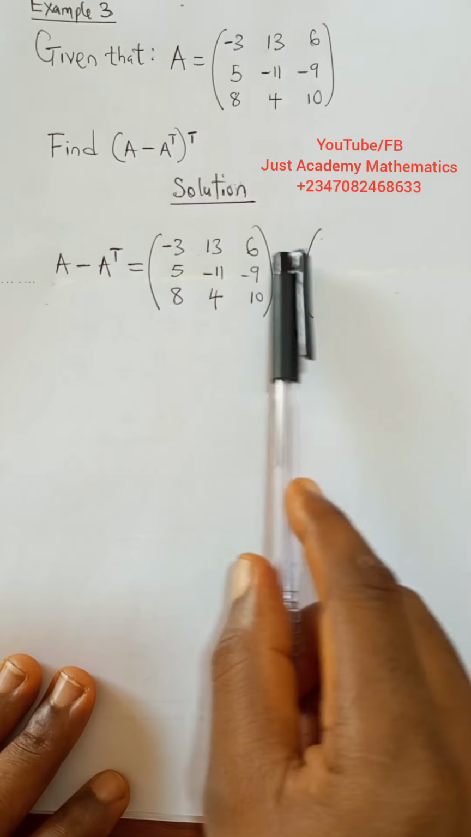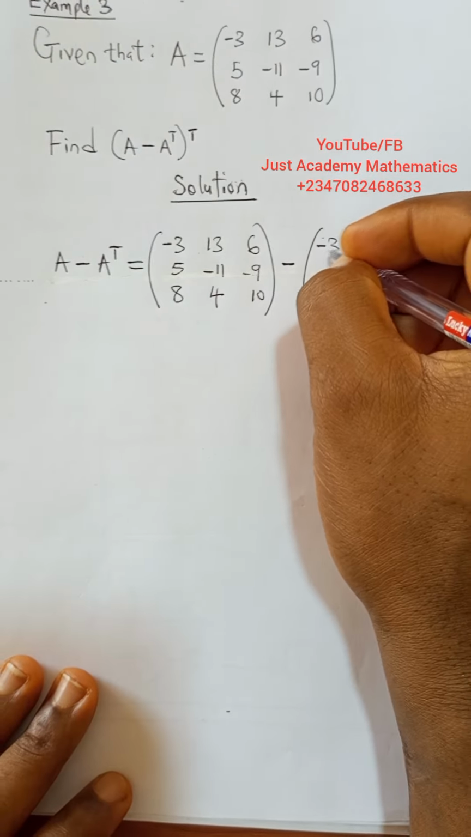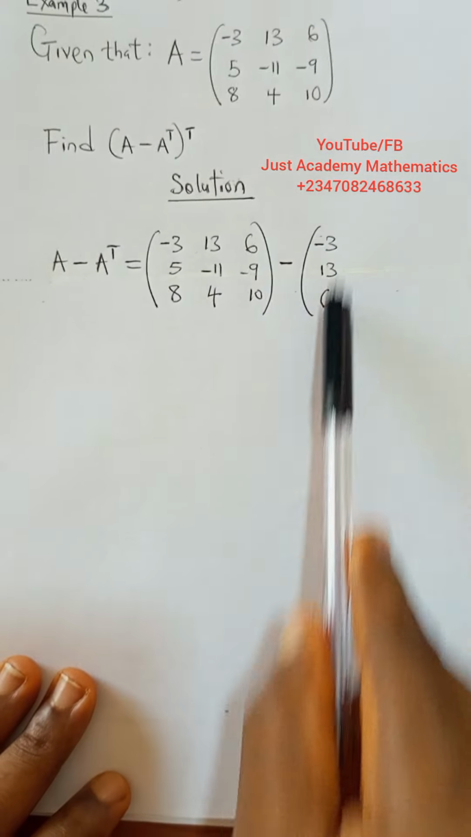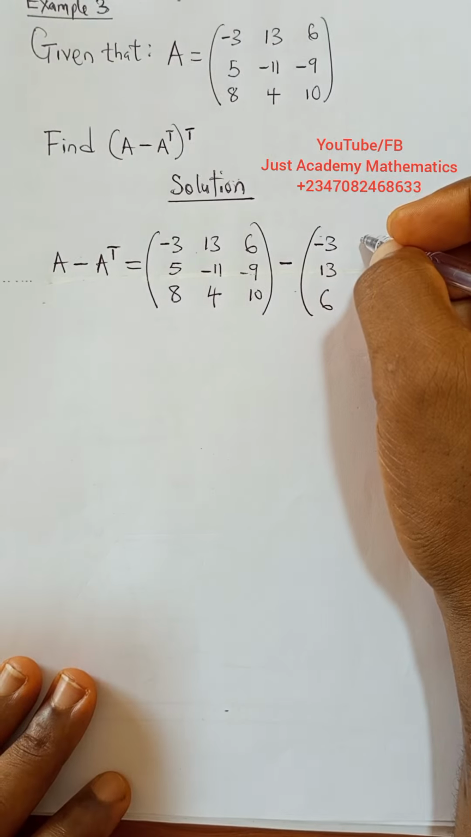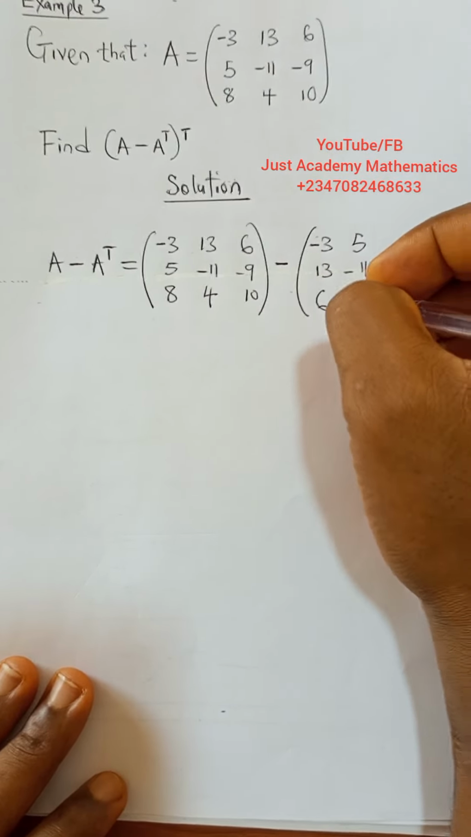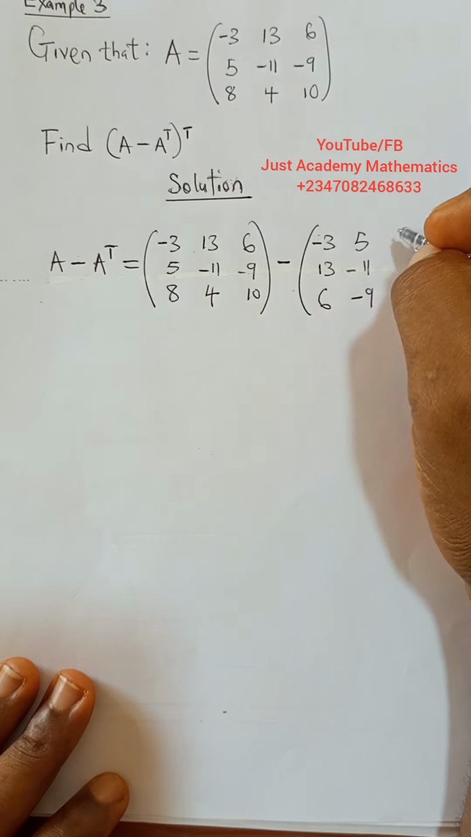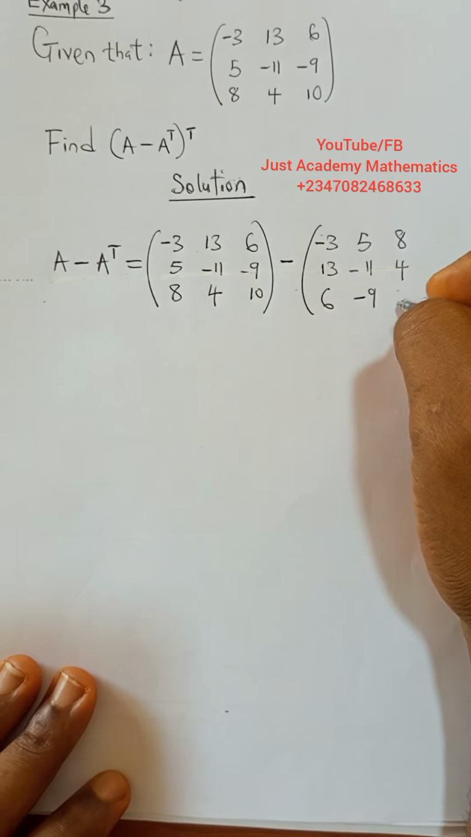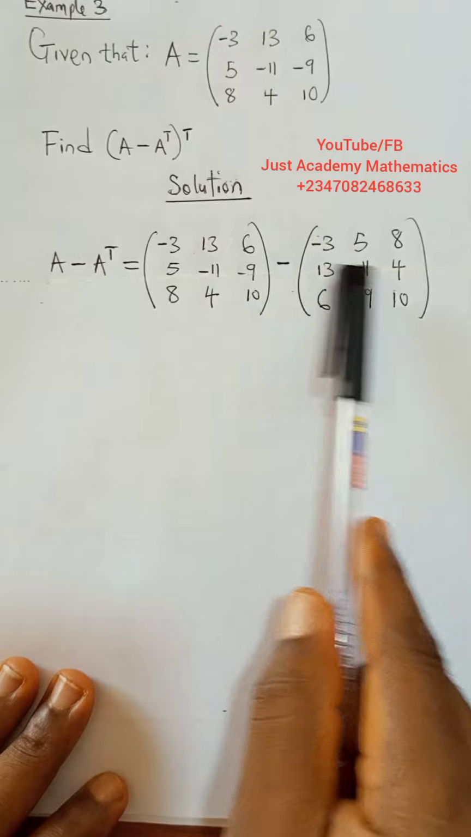So if I pick this first row and transform it to a column, it becomes minus 3, 13, and 6. That is the first row become column. The second row, turn it to the second column. It becomes 5, minus 11, minus 9. And finally, the last row, turn it to the third column. You have 8, 4, and what? 10. So this is A minus A transpose.